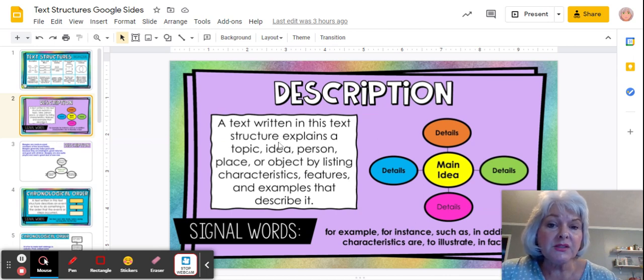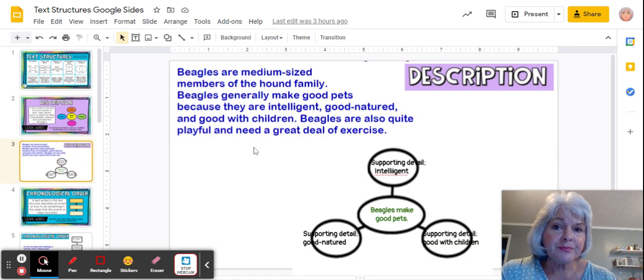A text that's written in this text structure explains a topic, idea, person, place, or object by listing characteristics, features, and examples that describe it. So you have a main idea and many different details. It uses the signal words for example, for instance, such as, in addition, characteristics are, to illustrate, and in fact. So if you read this descriptive paragraph, this text structure is called description.